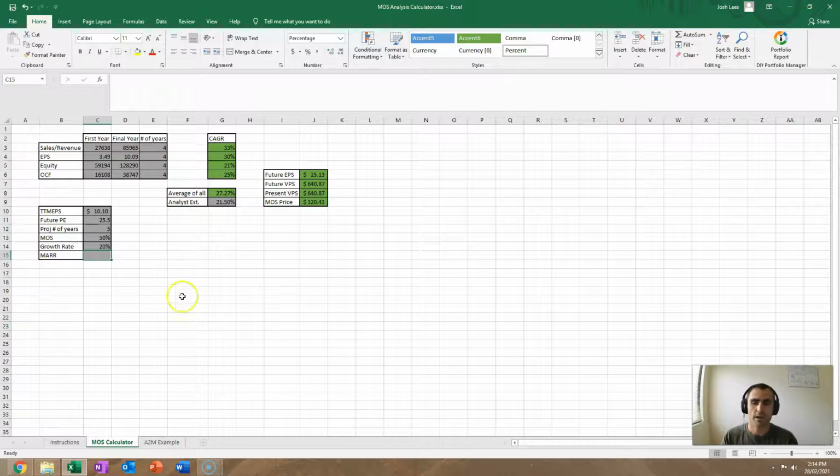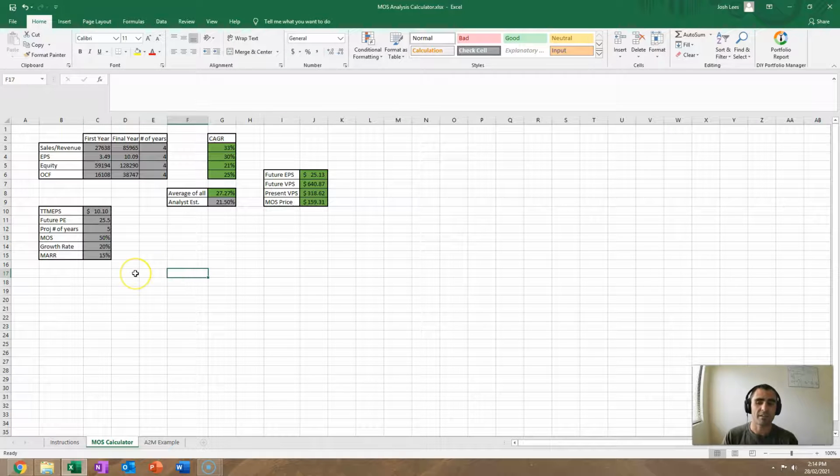So yeah, minimum acceptable rate of return, I like 15%, because if I'm making 15% compound annual growth rate, then I'm doubling my money every 5 years. And the wonders of compound growth: if I started with $100, after 5 years I'm going to have $200. After 10 years I'm going to have $400, because that 200 now doubles. So yeah, gotta love compound growth.